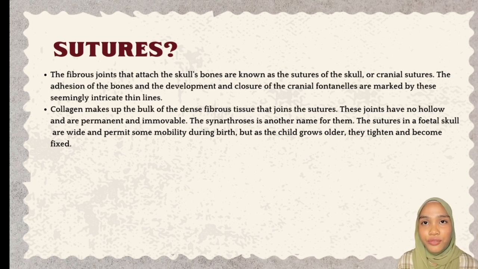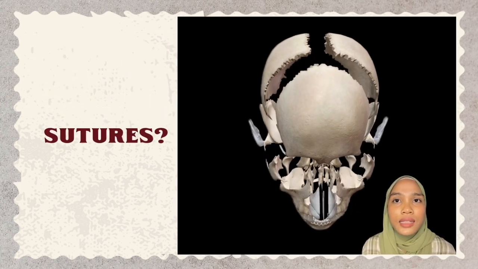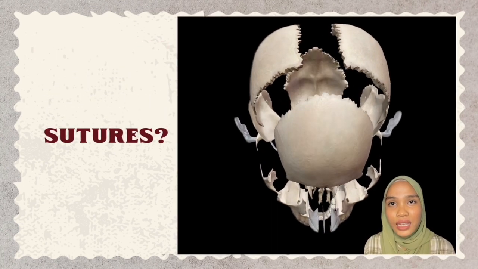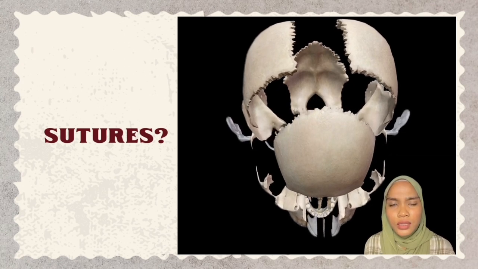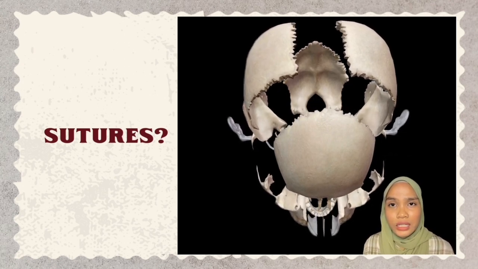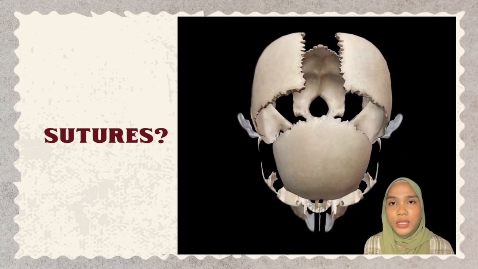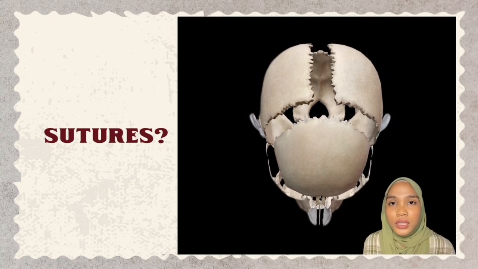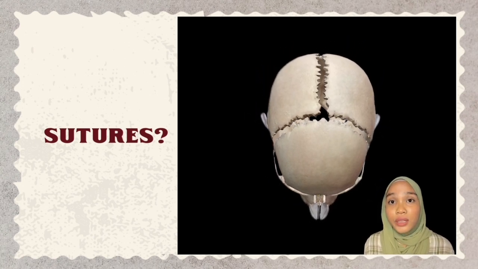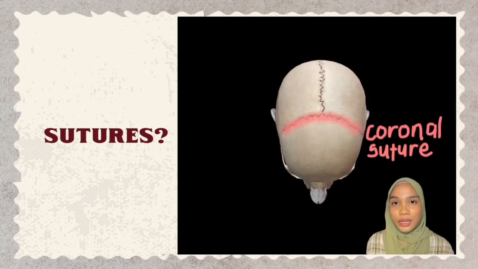The sutures in the fetal skull are wide and permit some mobility during birth, but as the child grows older, they tighten and become fixed. The main sutures of the skull include coronal, sagittal, lambdoid, and squamous. The frontal bone and the parietal bone are divided by the coronal suture. The coronal suture is named because it lies in the coronal plane.